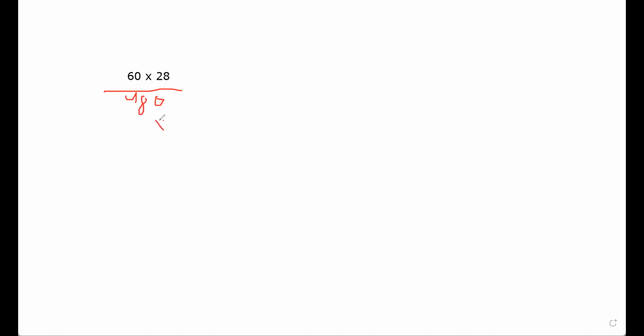Similarly, make a cross here. And again, we have to multiply 2 with 0. This will become 0. And again, we have to multiply 2 into 6. This will become 12. You know what we have to do? This will become 0. This will become 8. This will become 6. This will become 1. So the answer will be 1680.